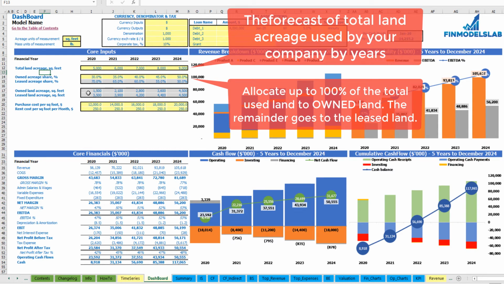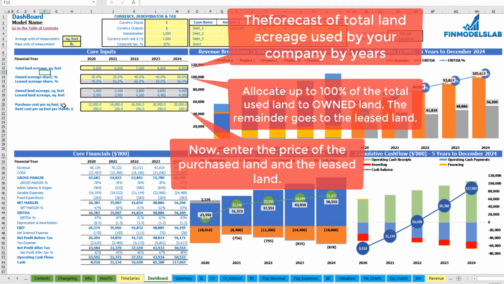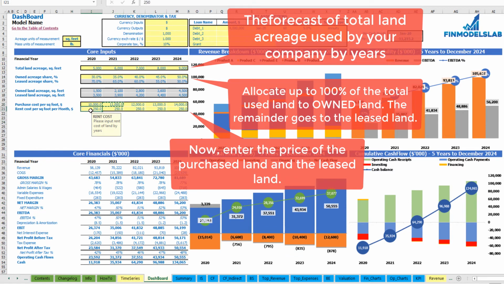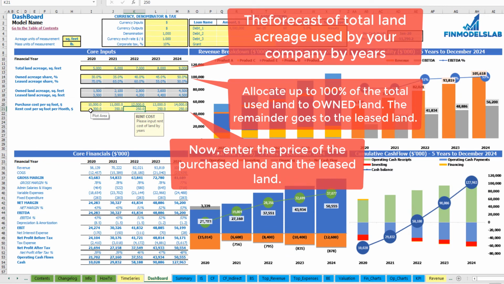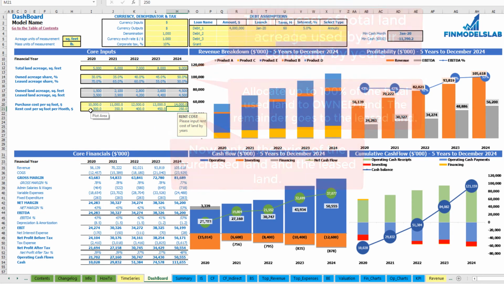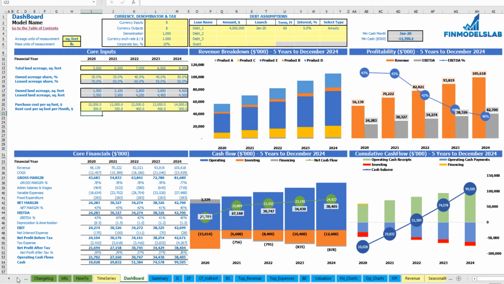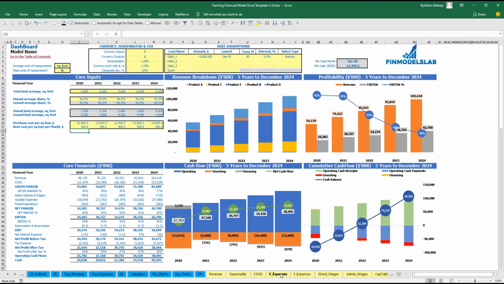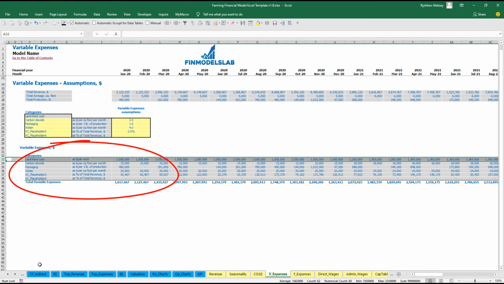In the next section you may see the absolute values of acreage in square feet based on this allocation and total land acreage. And the next step is to set up your purchase cost per square foot and the rent cost per square foot per month. So for example 10,000 and additional $1,000 will be the purchase cost per square foot, and the rent cost can be 300, 350, 400, 450 and 500. The calculation of rent you may see on the variable expenses, land rent cost.